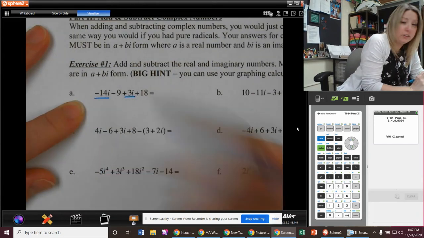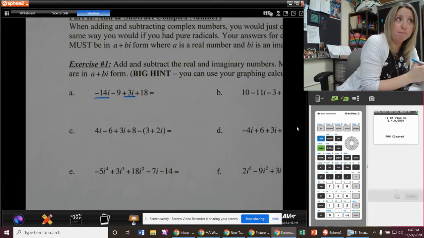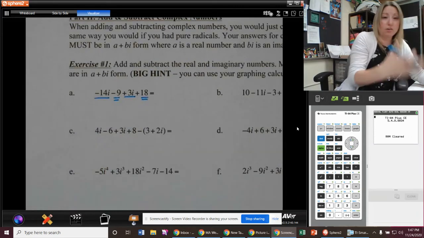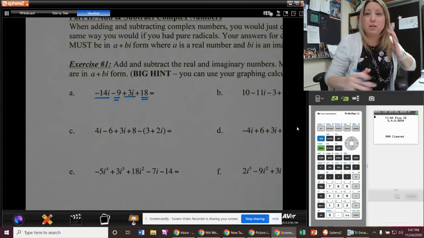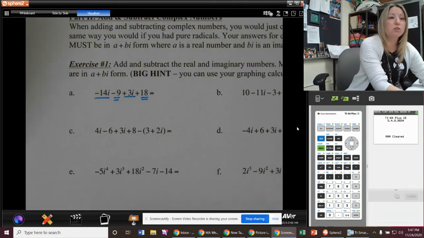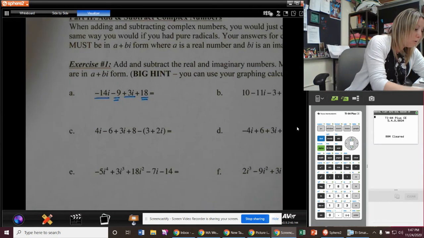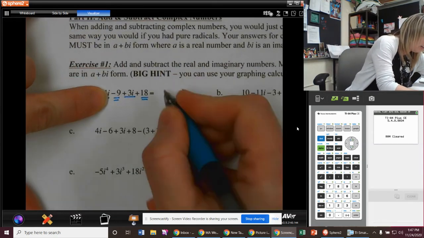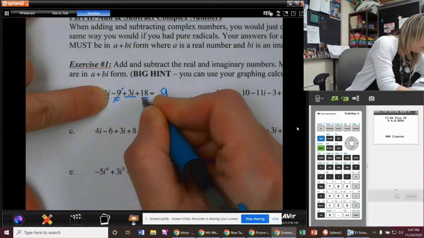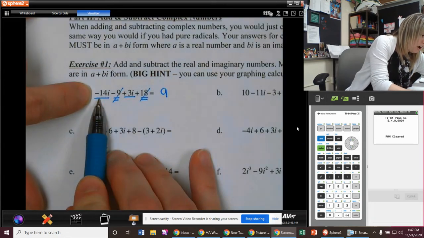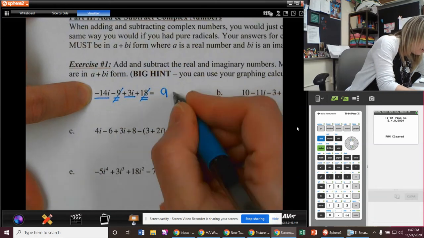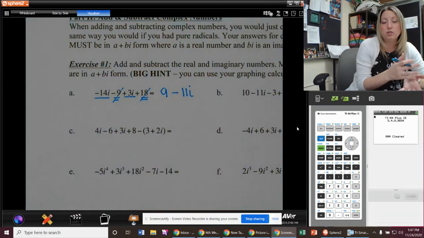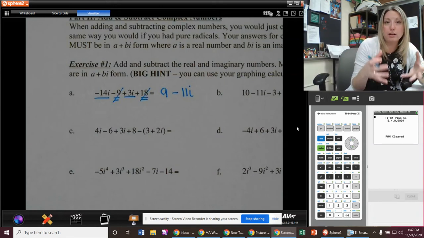Look for the i pieces. Those are going to add up together. Look for the real number pieces. Those are going to add up together. But your answer has to be in a plus bi form. So we're going to do the real numbers first. -9 plus 18 is +9. -14i plus 3i, that's -11i. There's your final answer. The like terms combine, keep the signs with them.